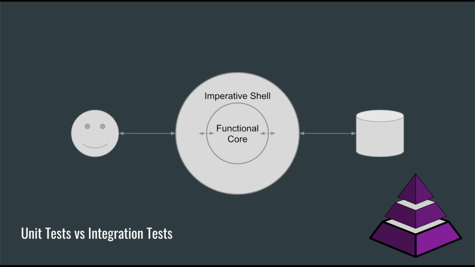Let's run through an example of how this works with the Person API. We get a request from a consumer to update a name. Our imperative shell receives the request and calls into our functional core to validate the name. If the name is valid, the imperative shell will save the name to the database and respond to the consumer. We write unit tests around name validation to make sure only appropriate names are valid. We then write integration tests around the whole request, making sure valid names are saved to the database and users get the appropriate response.